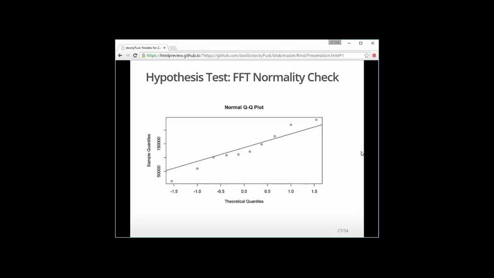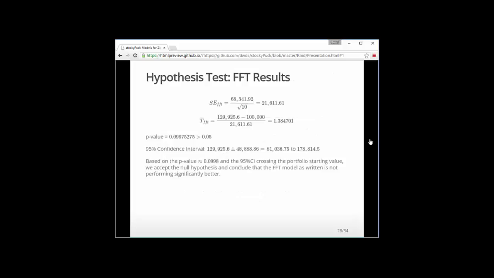We'll begin with the Fourier transform, and we check for nearly normal distribution. Although not great, we accept that this is nearly normal and move forward with the test. We found the t-score to be approximately 1.38 with a p-value of approximately 0.0998. As such, we accepted the null hypothesis and concluded the Fourier transform is not performing significantly better than doing nothing.